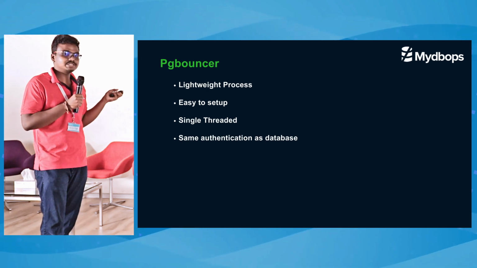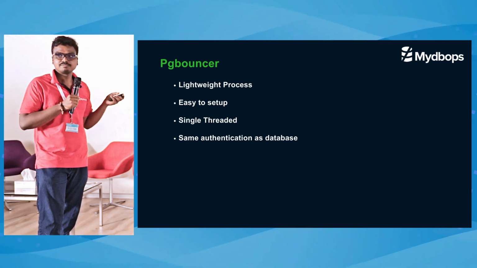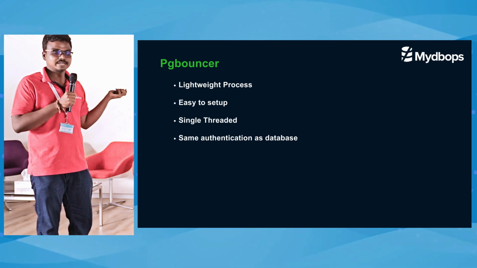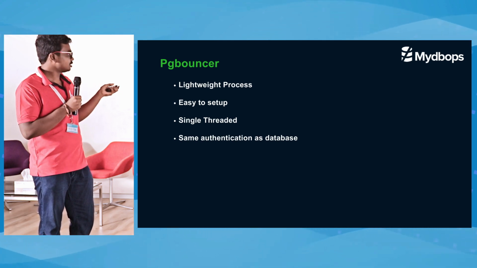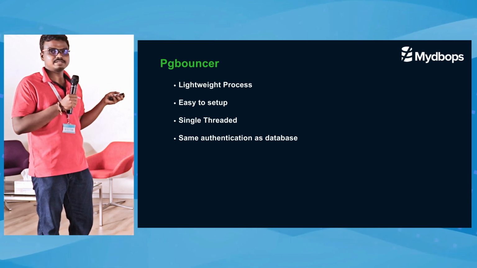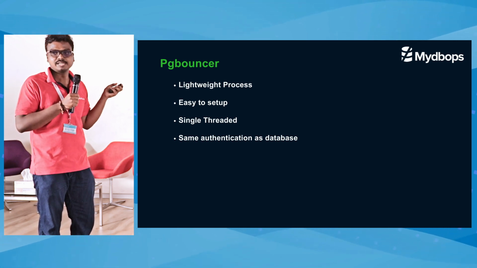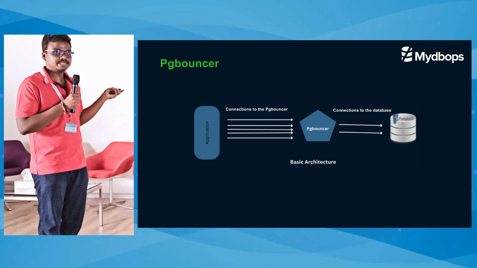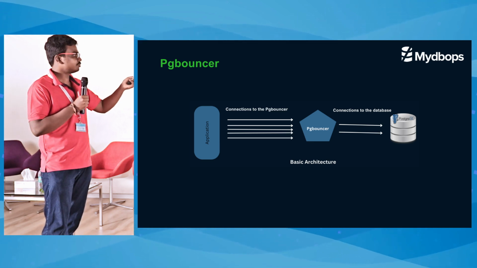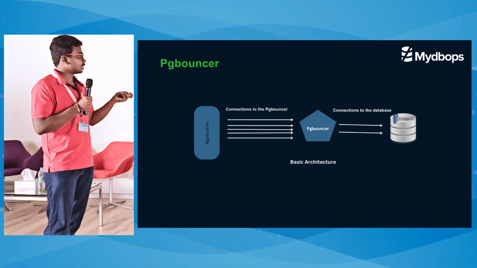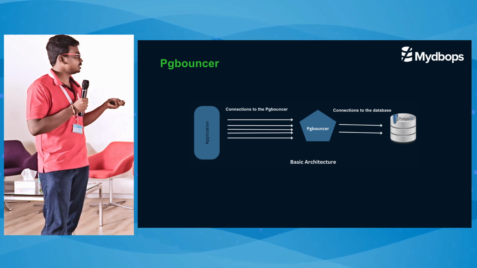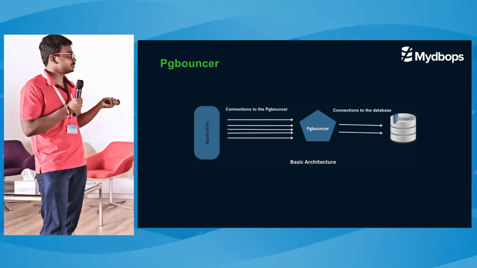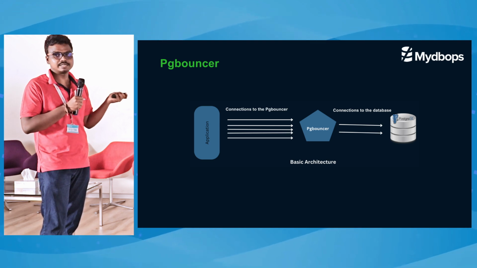It is also very easy to set up. It won't take much time; in 5 minutes we can configure the setup, anyone can do it. It is a single process, and we don't need any different authentication for it; we can use the same authentication as the database. So this is the basic architecture. Instead of using your direct database connection string, you will use your PgBouncer connection string in your application. The application will connect to PgBouncer, which will route the traffic to the database.